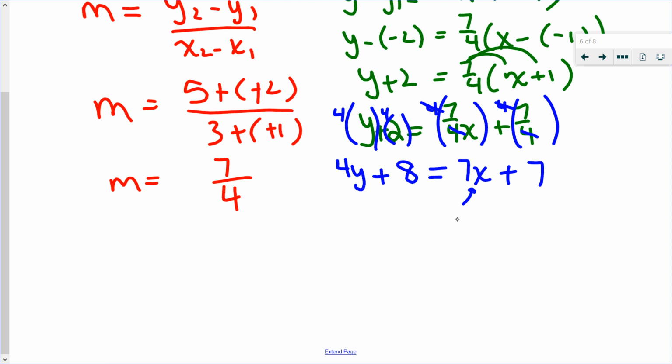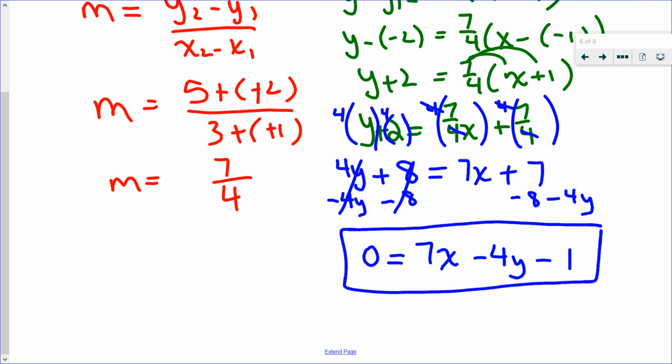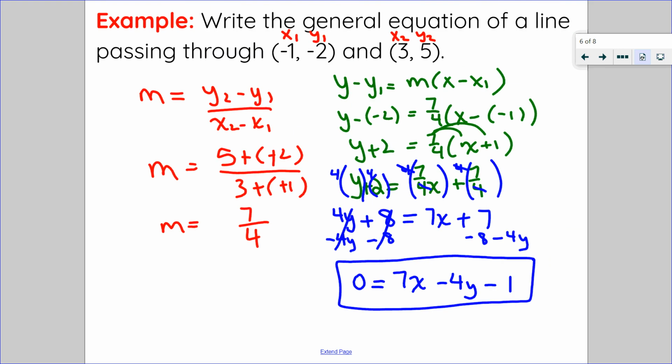So I'm going to get rid of my 4y by subtracting 4y from both sides. And I want to get rid of my 8 by subtracting 8 from both sides. So 4y take away 4y is 0. 8 take away 8 is 0. On the right hand side, I have 7x minus 4y, and then 7 take away 8 is -1. So this is my equation in general form. This is a line that passes through points -1 and 2 and 3 and 5.